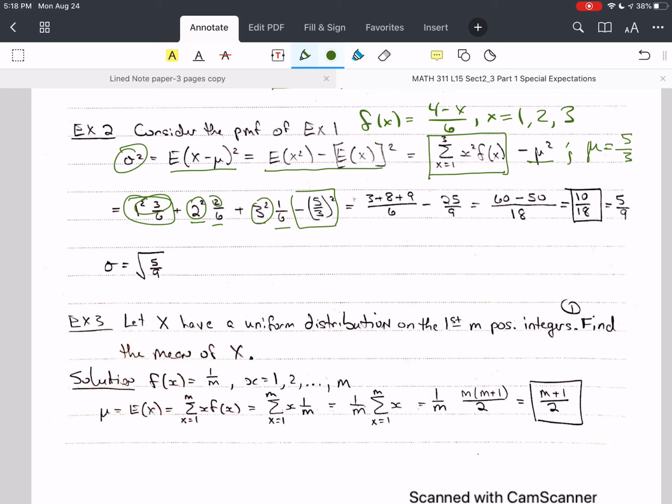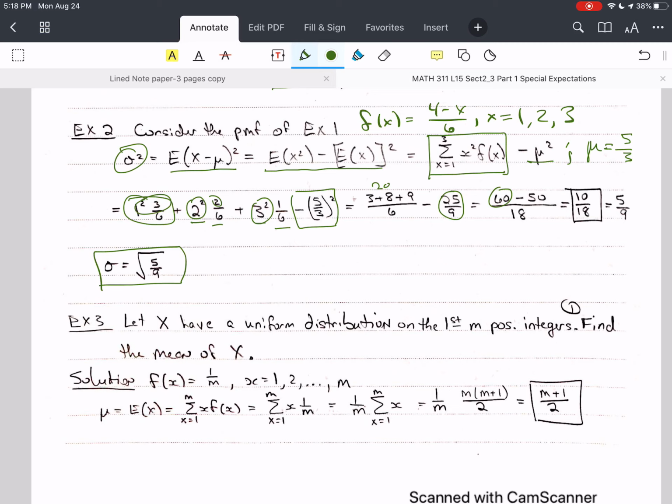So that gives us, let's see, that's 12. That gives us 20 here. But over 6, we need a common denominator with 9. That's going to be 18. So we multiply that by 3. We get 60. We need to multiply this by 2 to get 18. So we have 50. So we end up with 10/18 or 5/9. The standard deviation is the square root of that.